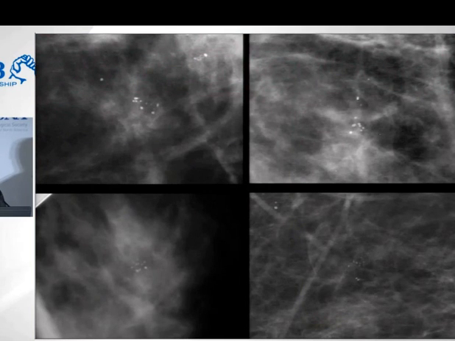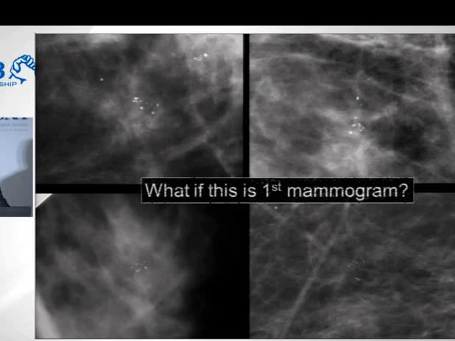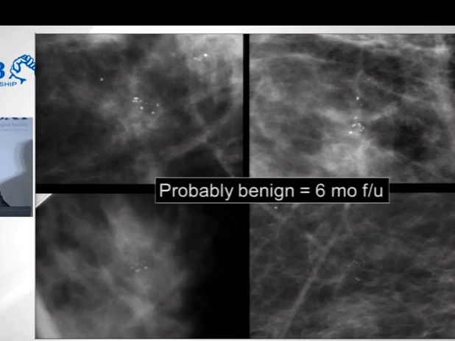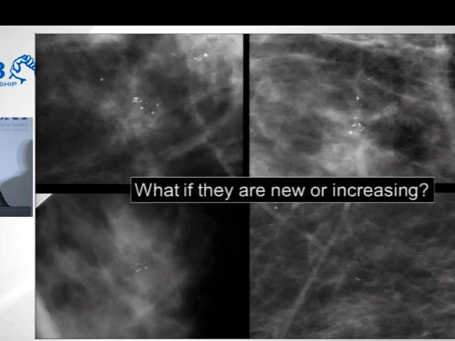To drive that point home, I have 4 cases, so hopefully you can see these, 4 groups of round calcifications. So what do we do? If this is the patient's first screening mammogram, what do we do when we see these calcifications? You can't call them probably benign off screening. You have to call her back, get that spot compression magnification view, and if they look like this on the spot compression magnification view, only then can you call these probably benign and bring her back in 6 months.